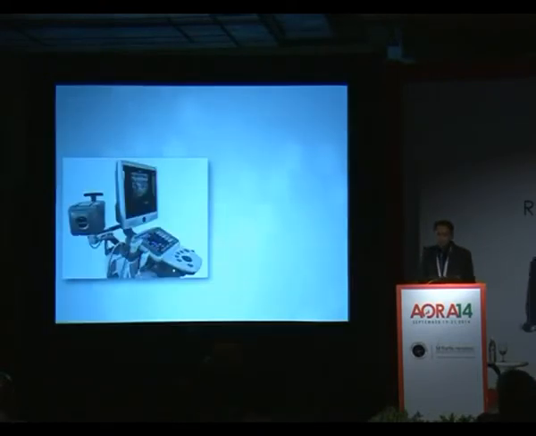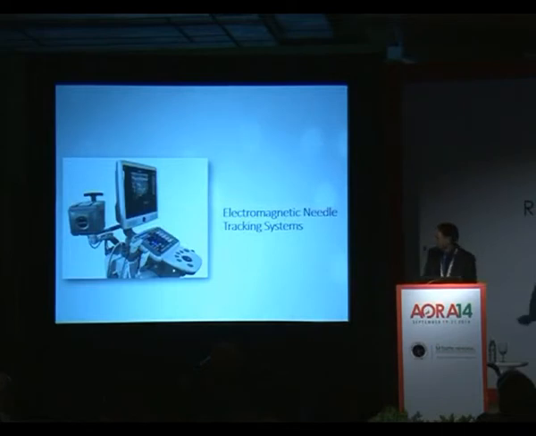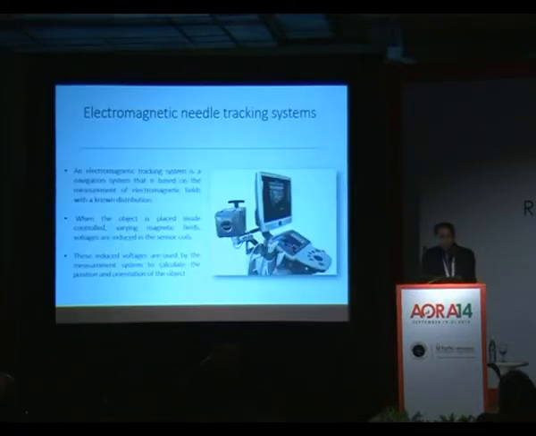The next technology that I'm going to talk to you about is electromagnetic needle tracking systems. This is a nice looking ultrasound machine, a typical machine, but if you notice closely, there is another appendage attached to it. I'll tell you what this is. An electromagnetic needle tracking system is a navigation system based on measurements of electromagnetic fields with a known distribution. When you place an object inside this field, varying magnetic field voltages are induced in the sensors available. And these voltages allow you to define the position and the orientation of the object.